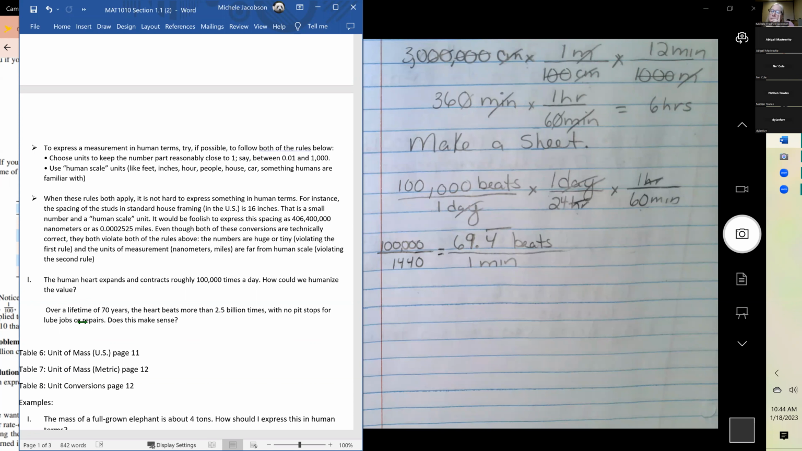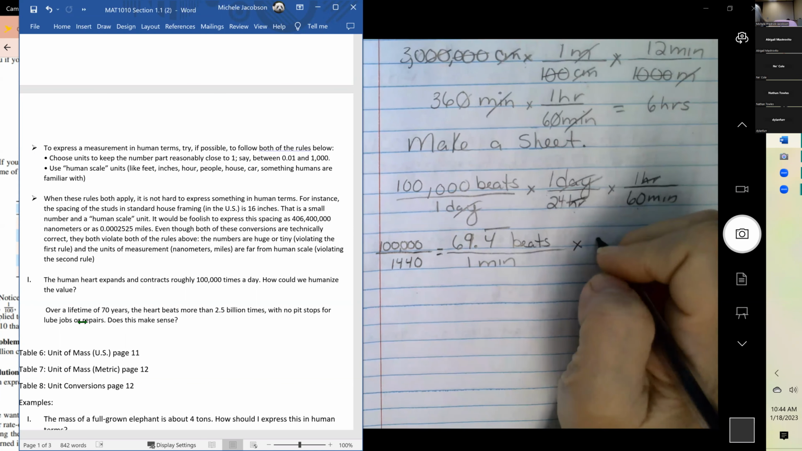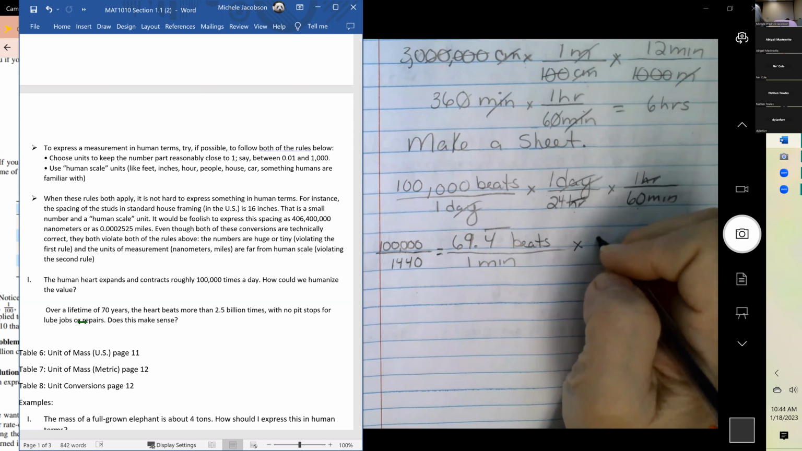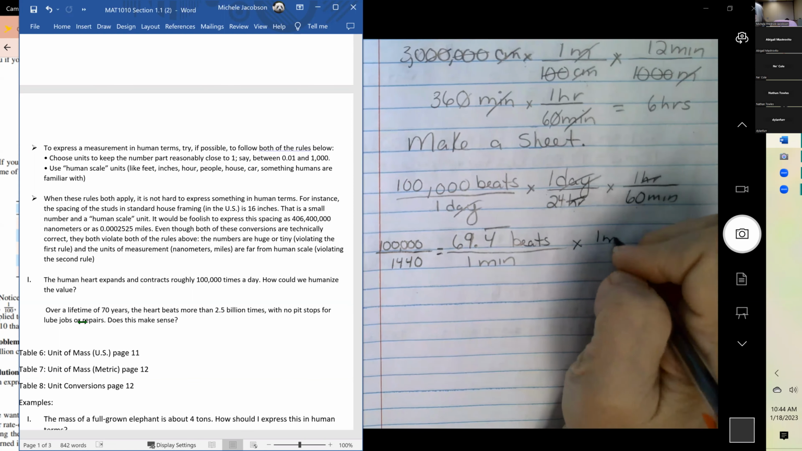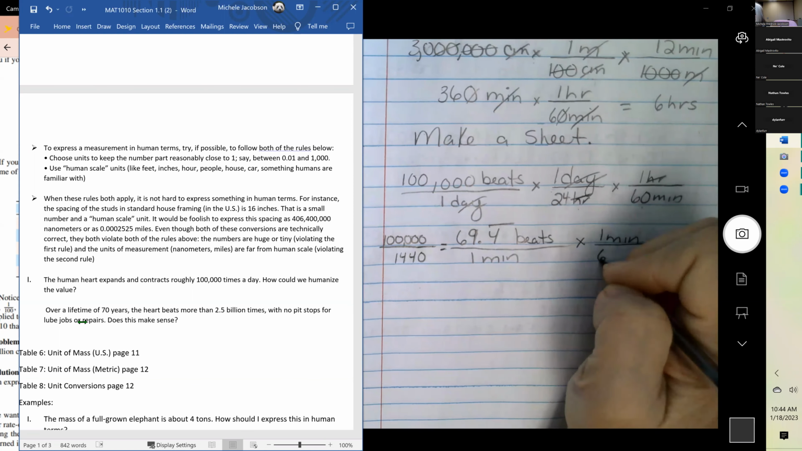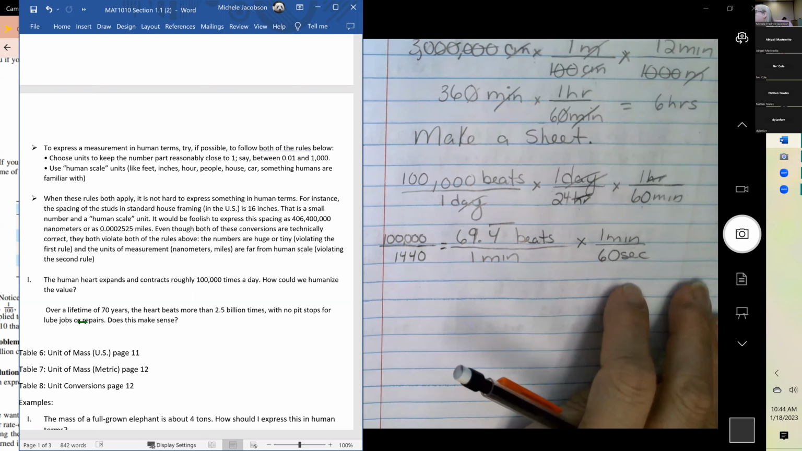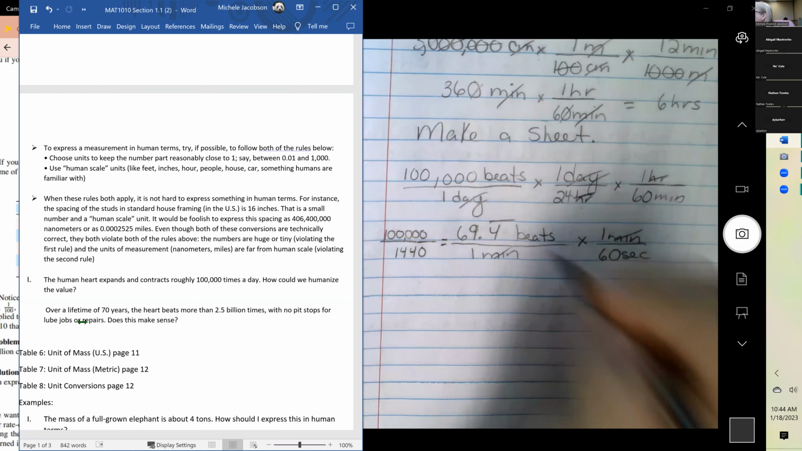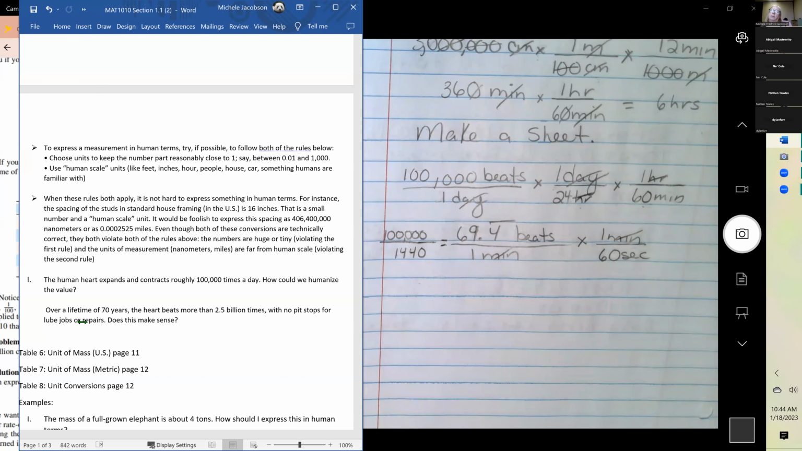It's 1.67, I think. And it's like 6704. It's quite the number. So it would be 1.157407 with the 407 repeating. Yep. Because we'd have 1 minute is 60 seconds and we want the minutes to cancel. This is on the bottom, so it's going to divide. So 69.4 divided by 60.